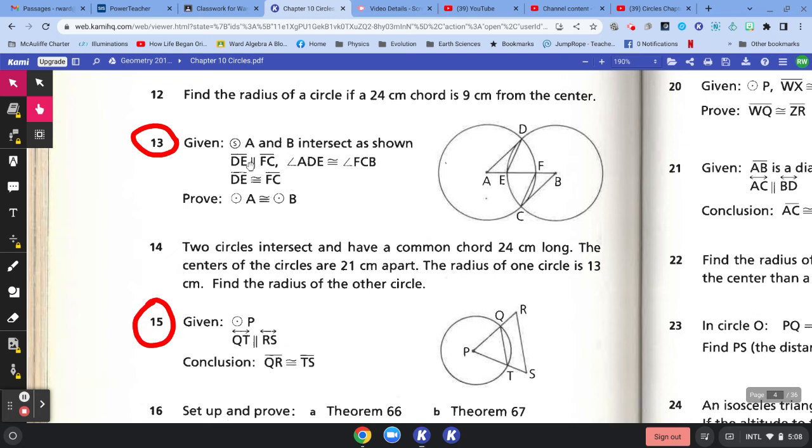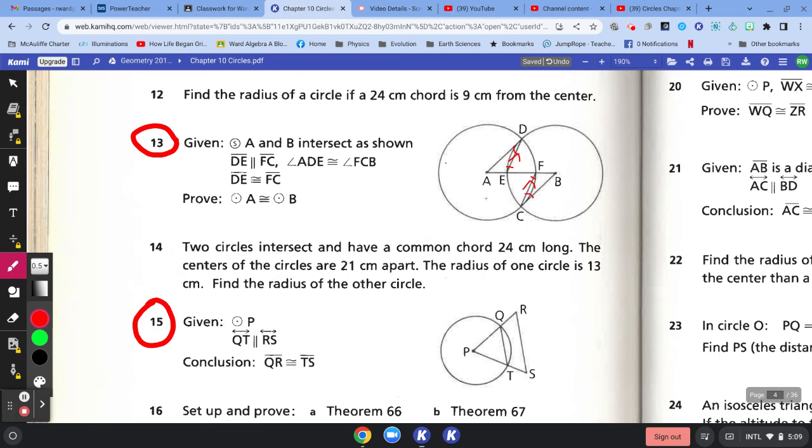We've also been told that DE is parallel to FC. So I'm just going to go ahead and label this. DE is parallel to FC. We know that angle ADE is congruent to angle FCB. And we're also told that DE and FC are congruent. So I'm going to make a little congruent mark there for both of those. And you need to prove that circle A is congruent to circle B.